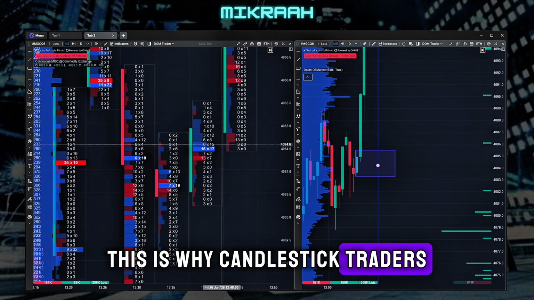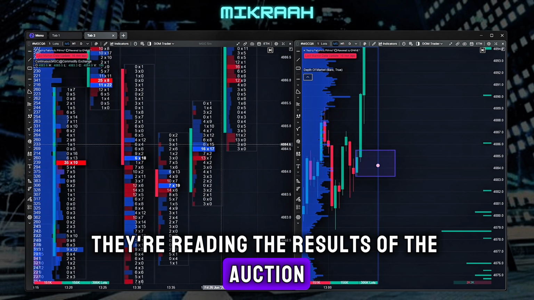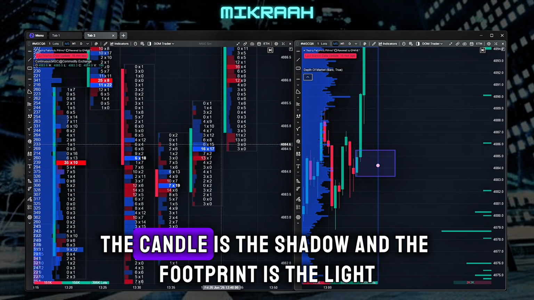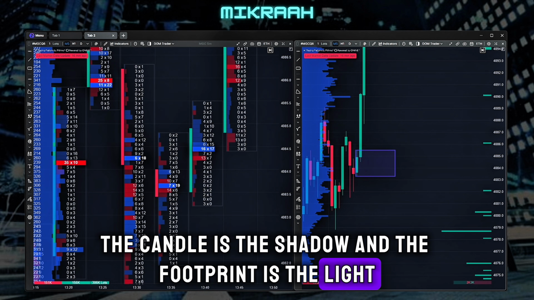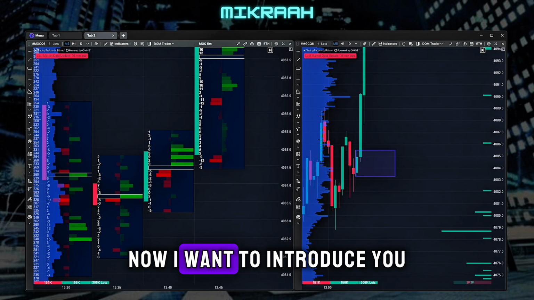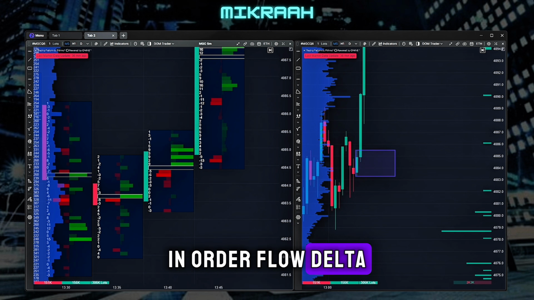This is why candlestick traders are always one step behind. They're reading the results of the auction while I am reading the auction itself. The candle is the shadow and the footprint is the light. We looked at the footprint. We saw the numbers at each level. Now I want to introduce you to the single most important concept in order flow: delta.